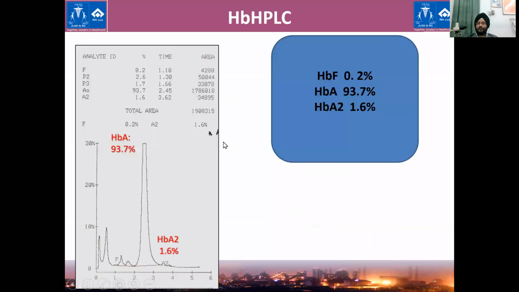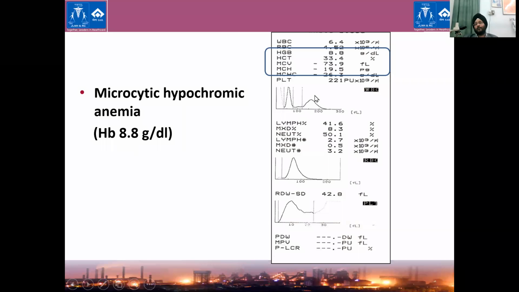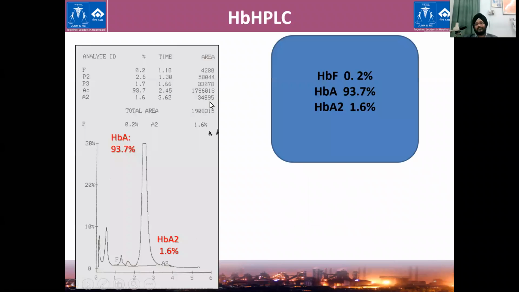So what we did was, we told her to follow up after a few days since she had a recent transfusion, and then we did an HPLC. Now HPLC shows an HbA which was very normal and HbA2 was 1.6. Is it normal? As I said, HbA2 of anything less than 1.8, we should always be suspicious for alpha thalassemia.